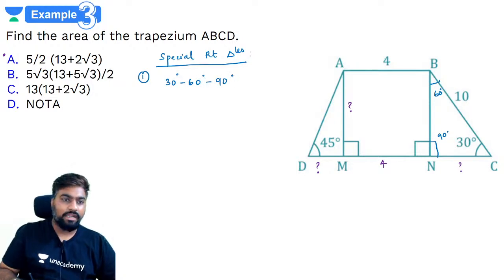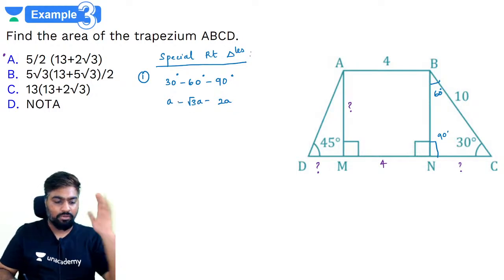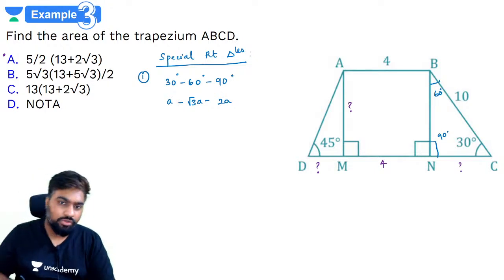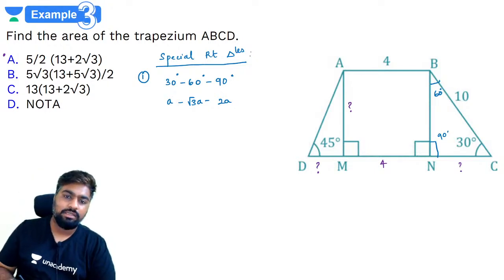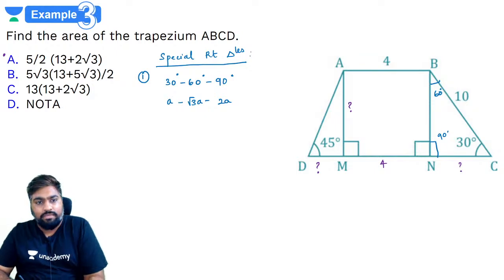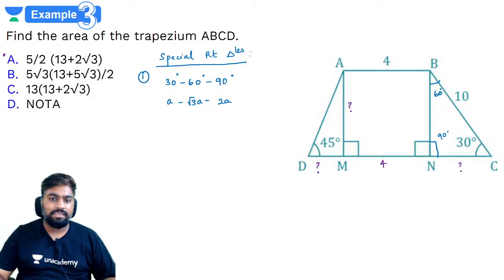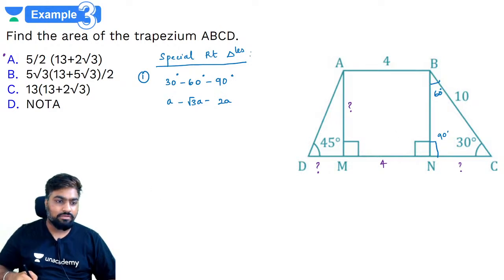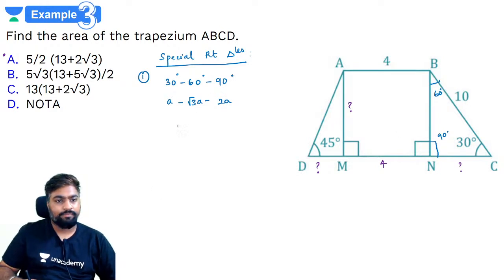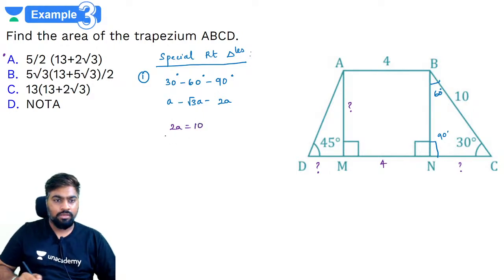If the side opposite to the 30 degrees is A, the side opposite to 90 will be 2A and opposite to 60 will be root 3 A. You don't have to get into trigonometry, but if you want to, you can use sin 30, cos 30 and get both these sides, but you can do it this way too. So what is given? Opposite 90 is 10, so 2A is equal to 10, correct? In this case 2A is equal to 10. So what do we get?